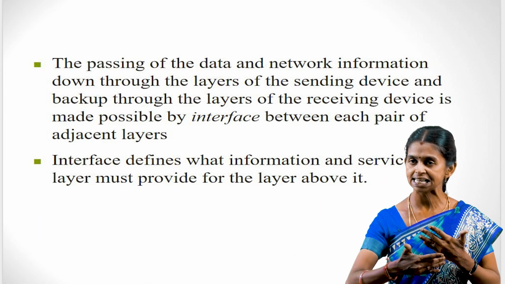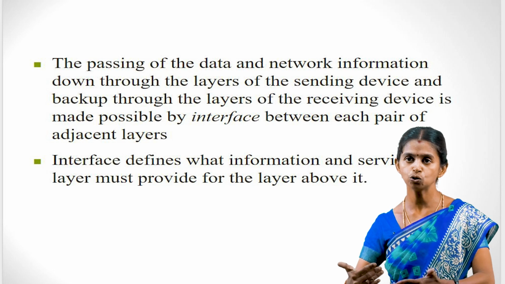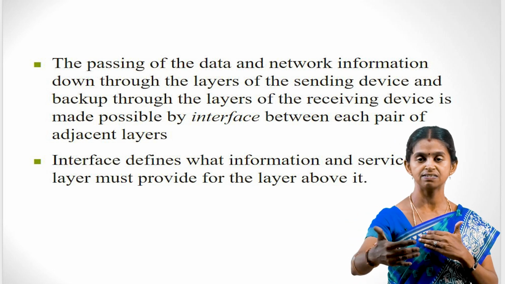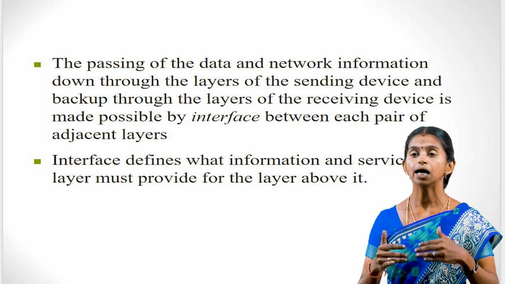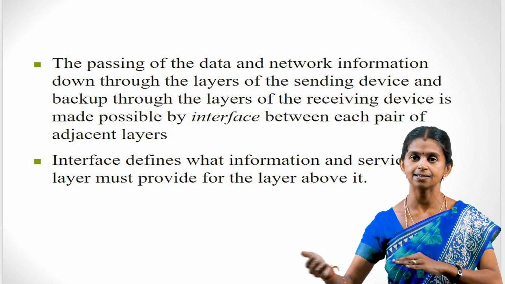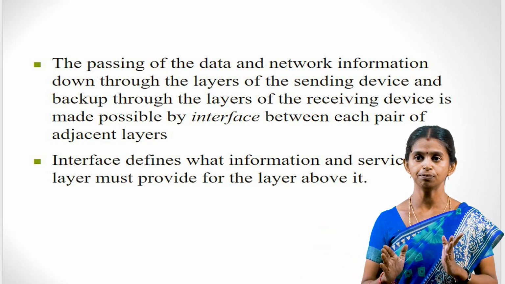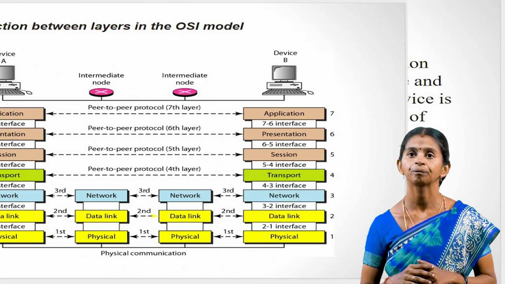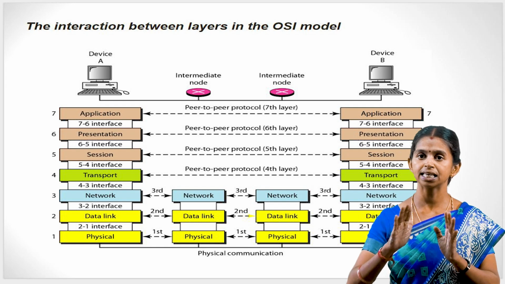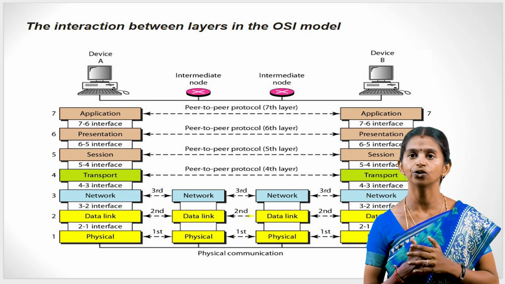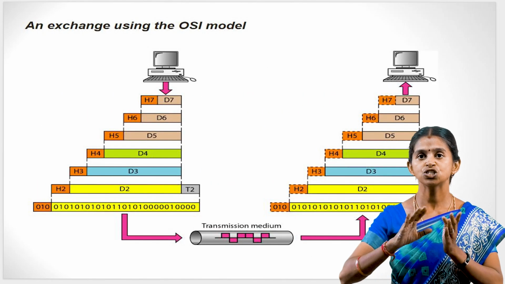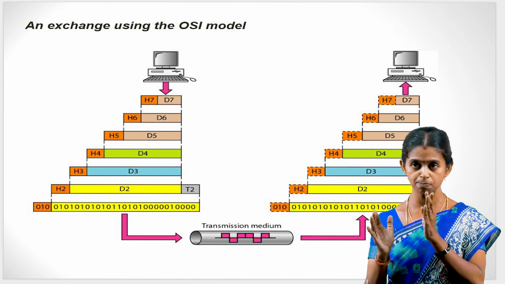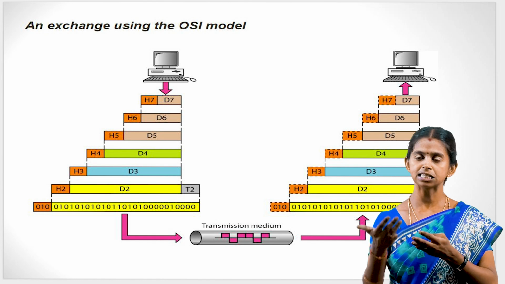The passing of data and network information down through the layers on the sending device and back up through the layers on the receiving device is made possible by the interface between each pair of adjacent layers. An interface defines what information and services a layer must provide for the layer above it. The interaction between the layers in the OSI model is displayed here for your reference. An exchange using the OSI model is also displayed, where the transmission media transmits the data.